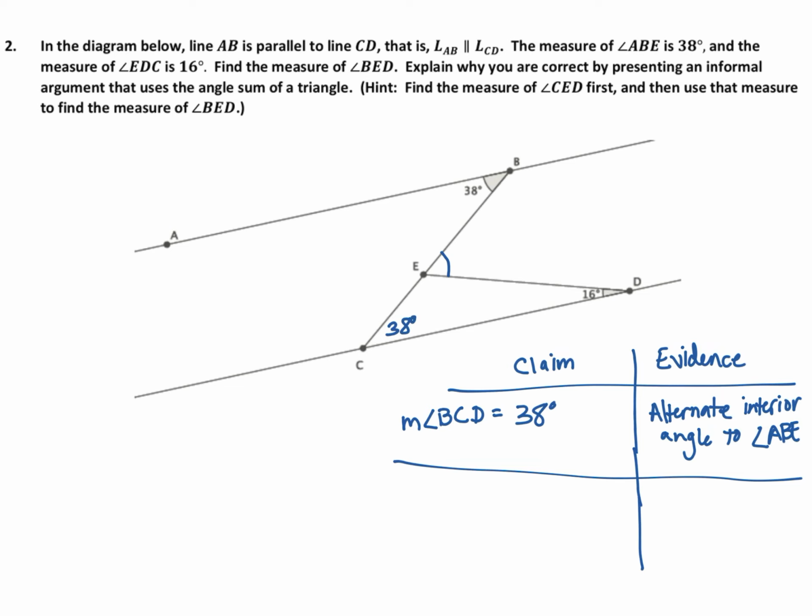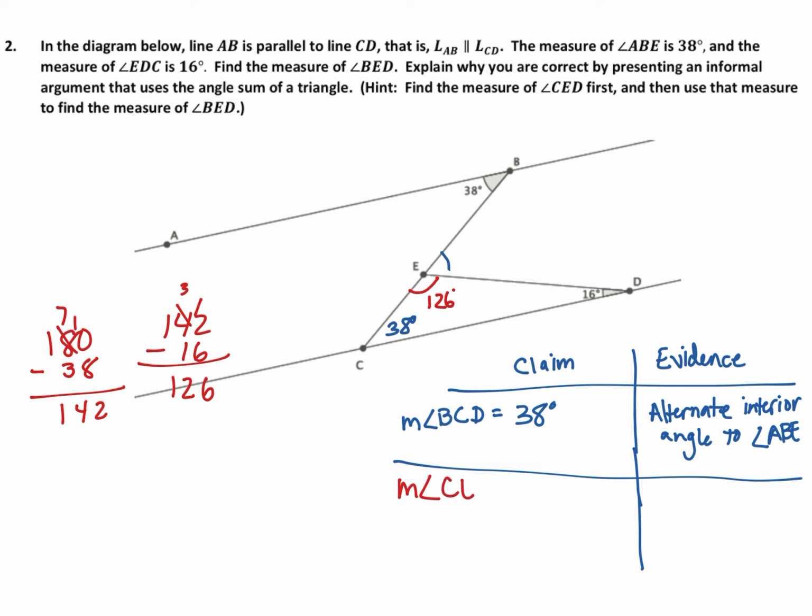Now we have to figure out this angle here, and we know that all of the angles in a triangle add up to 180. So if we remove 38, that leaves us with 142, and then we can remove the 16, and this angle will be 126 degrees. So we can say the measure of angle CED is 126 degrees, and our evidence is the angle sum of a triangle.